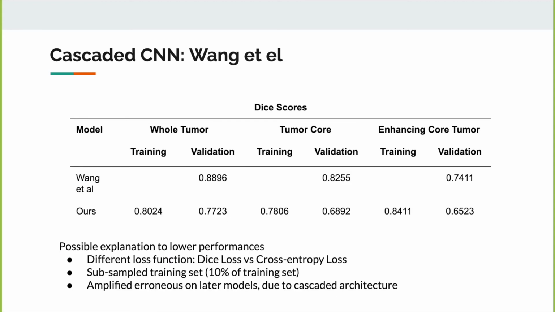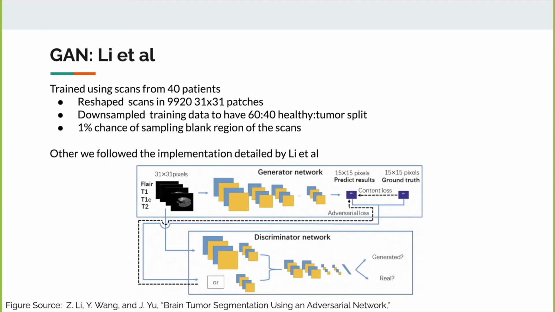This is our final results of our cascaded CNN training. We were able to get similar performances compared to the Wang model, but we could not get the same level of scores, possibly because we only used 10% of the training data. Notice the training and validation scores, their gap gets larger in the later models because they depend on the previous model's performances. For our next model, we implemented the generative adversarial network proposed by Li et al.